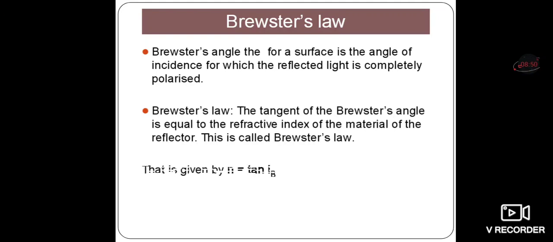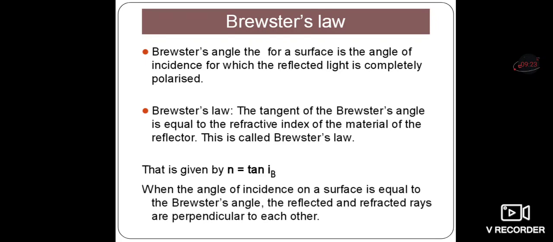So it is given by n = tan iB, where n is the refractive index of the material and tan iB is the tangent of the Brewster's angle. Brewster's angle is the angle of incidence at which the reflected light is completely polarized. Therefore, instead of i we have taken it as iB.